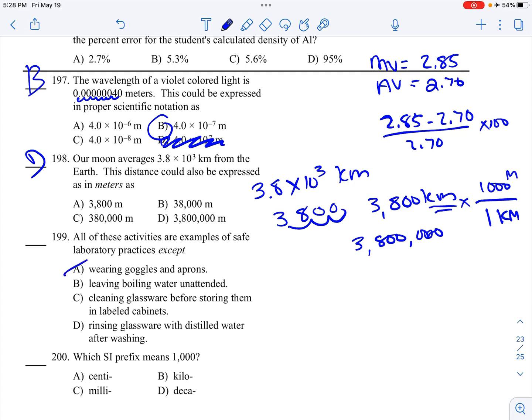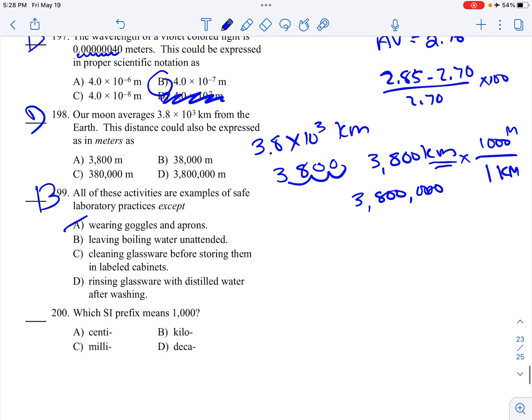Part D. All of these are safe except wearing goggles? No. Leaving boiling water unattended? Yes. Which means 1,000? We just talked about this several times. Kilo. Okay, we did it.